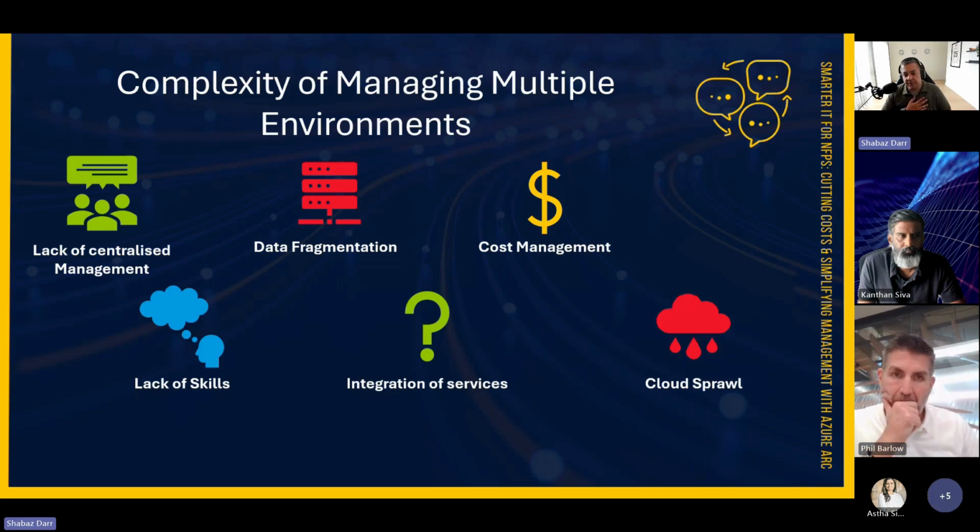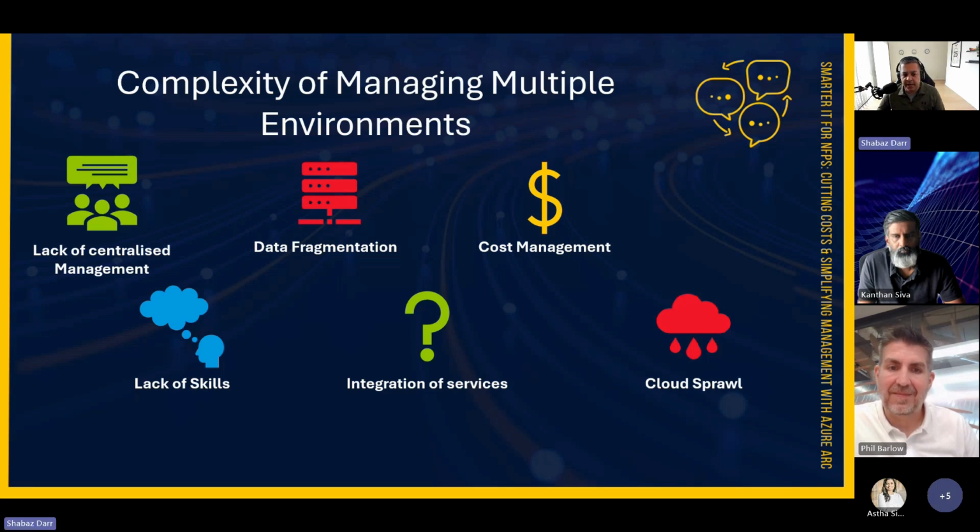Yeah, we've said specifically when we talk about managing multiple environments. We're talking about multiple different cloud environments as well as on premises, and the kind of complexity that brings. We talk about lack of centralized management. Your data is all fragmented. It can cause massive issues.